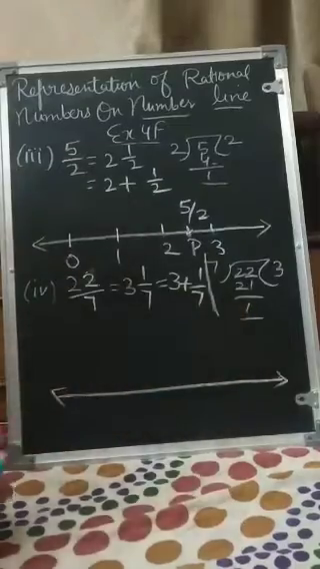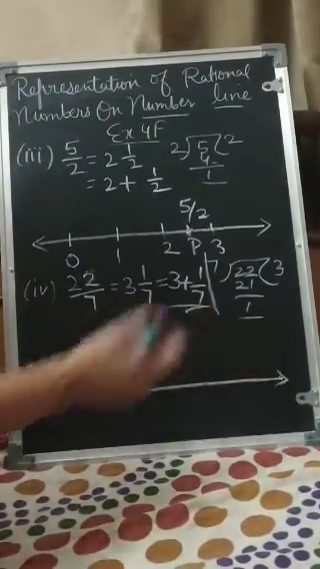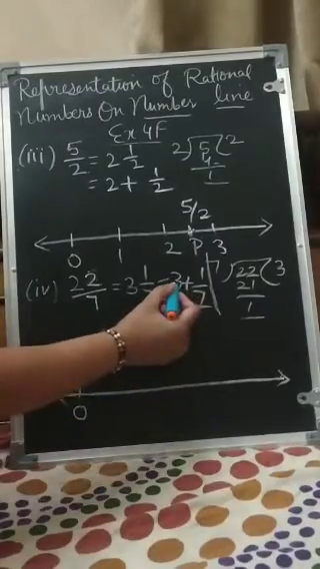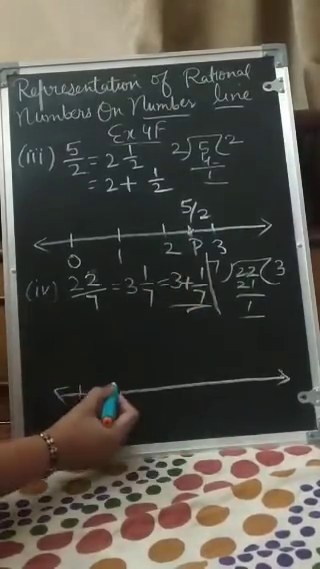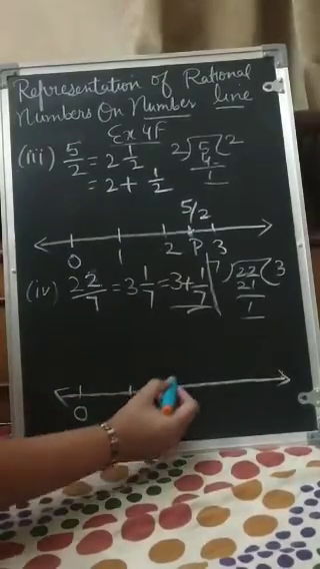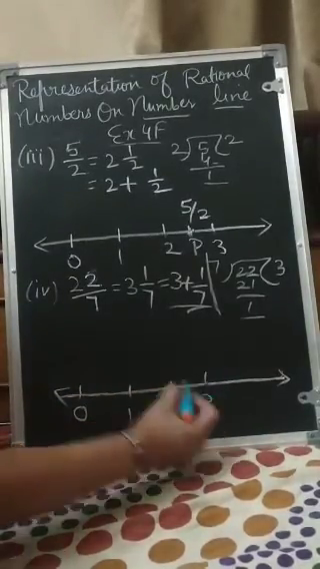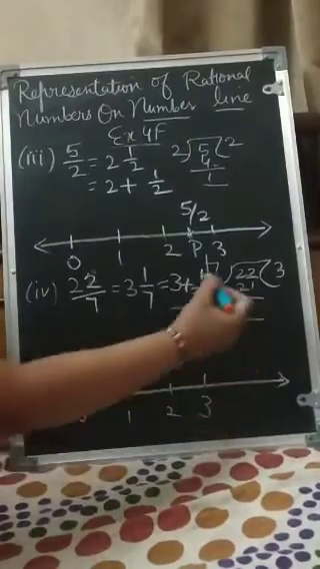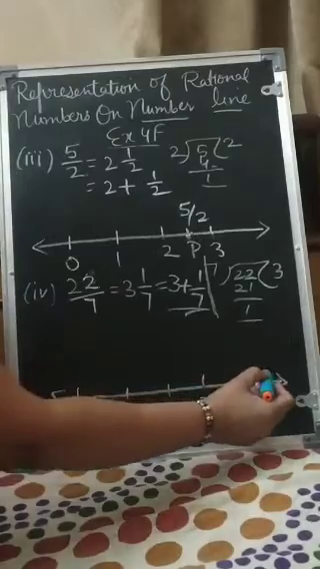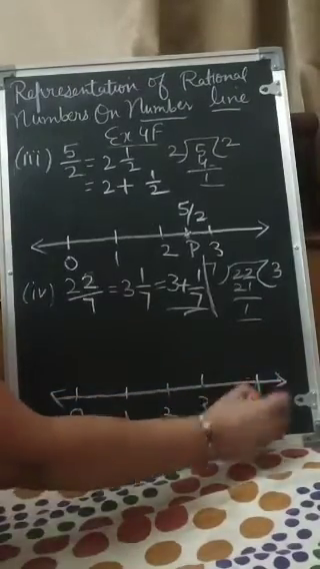Okay. Now we will represent this on the number line. Means 0. 3 is the whole number. We can reach very fast. 1. You can take a big distance. Okay. 1, 2, 3. Now afterwards 1 by 7, means 3 to 4. The distance should be the same.